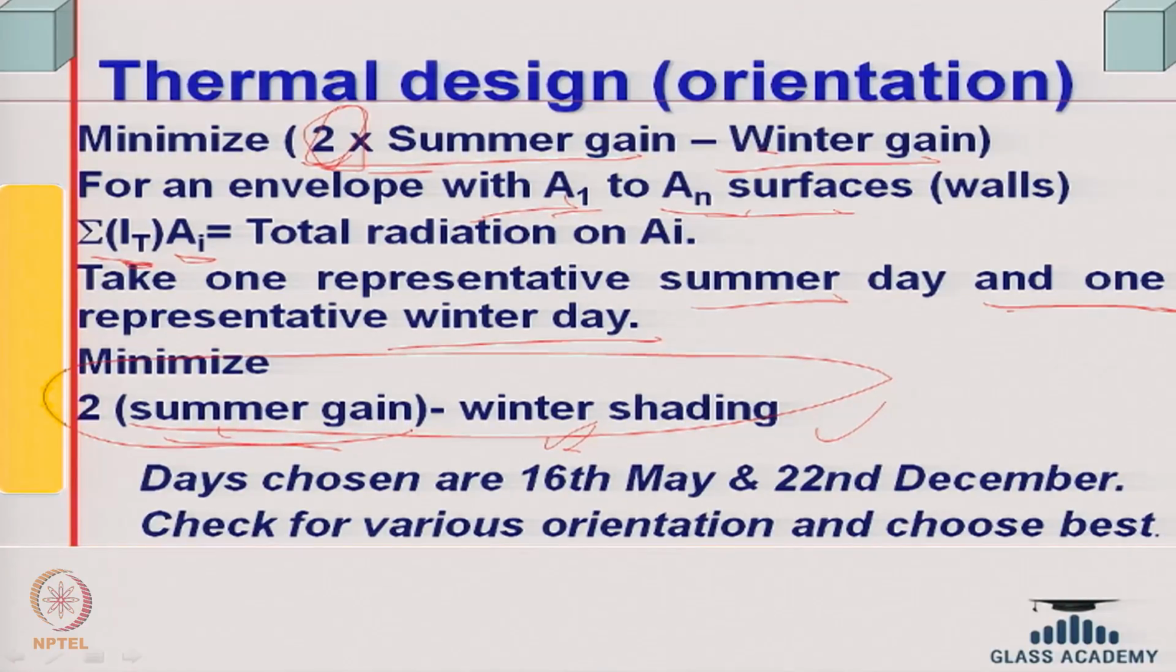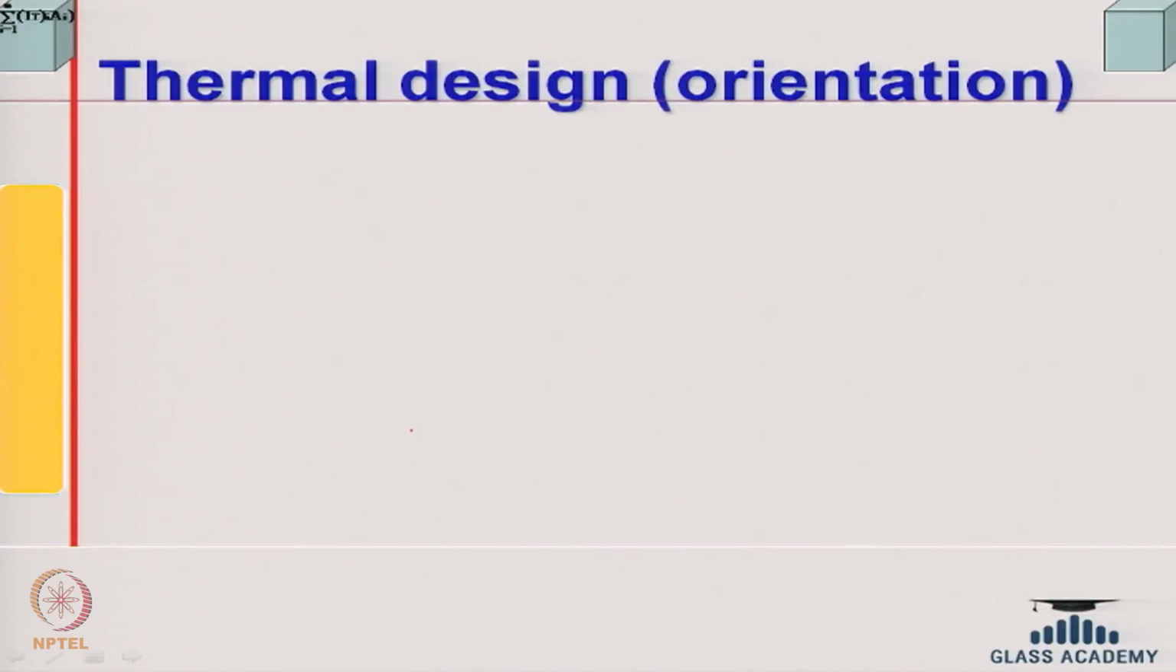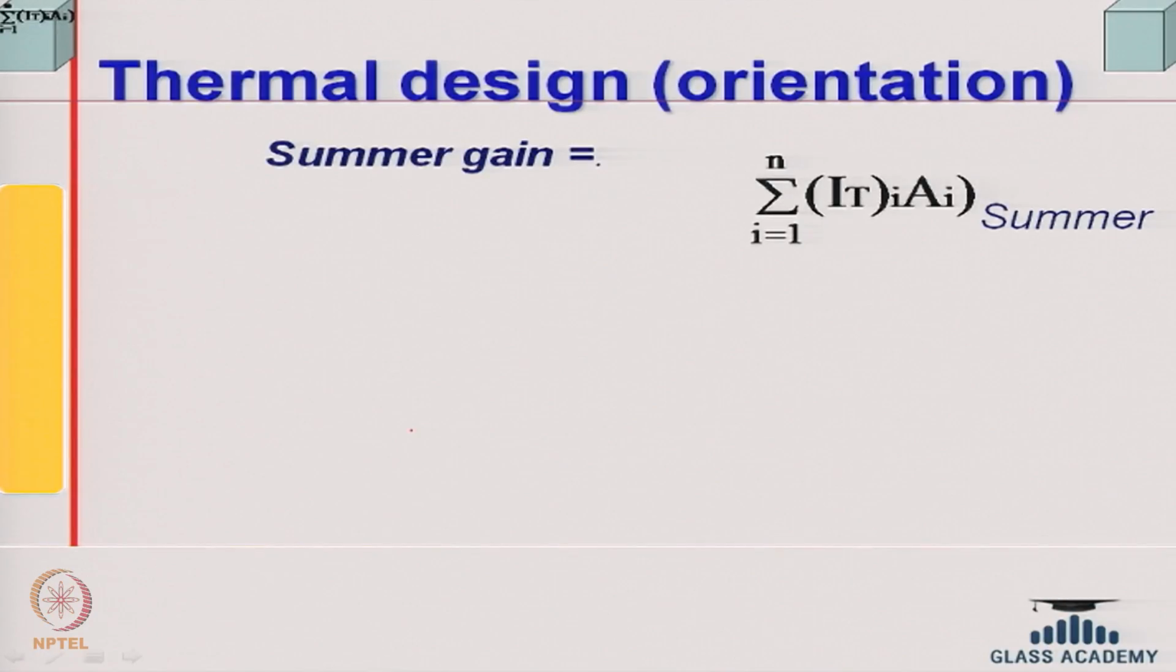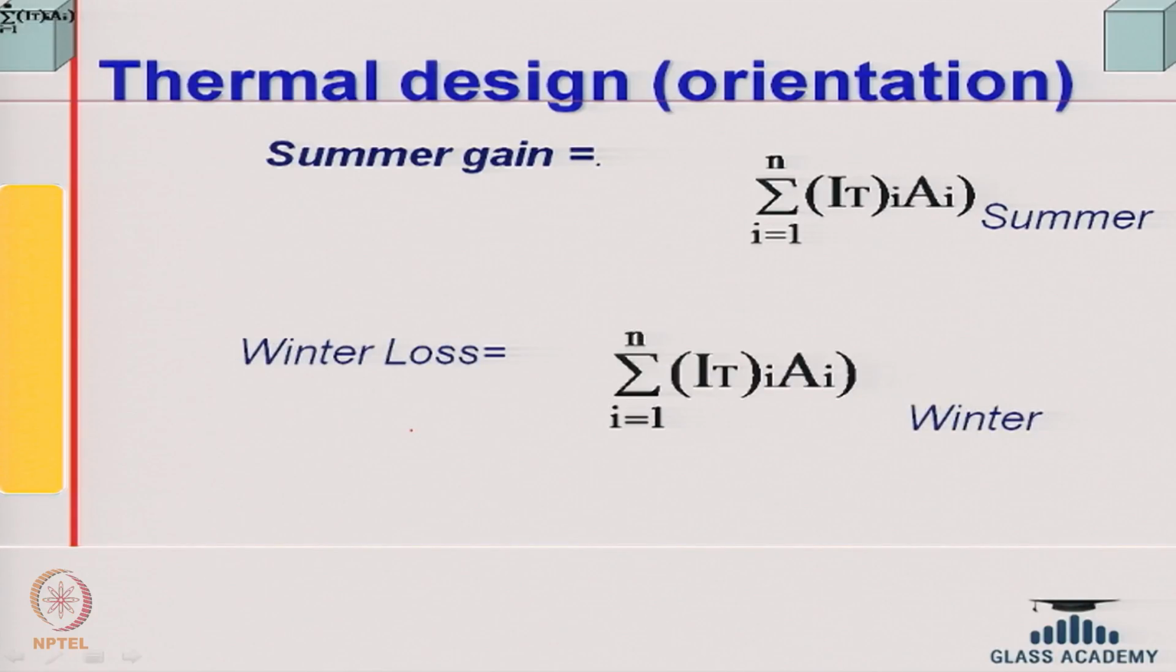In fact, SP 41 gives you tables of radiation on different surfaces for certain latitudes, but you can calculate it with the formula. I did not give you those formulae, of course, in this lecture. So, the basic formula is something like this. If there are n walls, there will be IT summer gain and winter loss, and you take the sum total of summer gain minus winter loss, twice summer gain minus winter loss, which you can minimize.